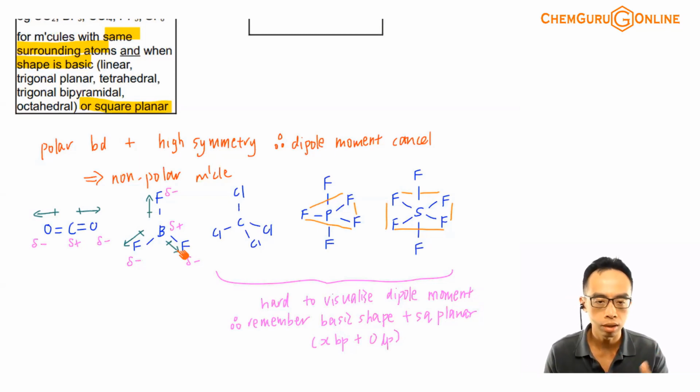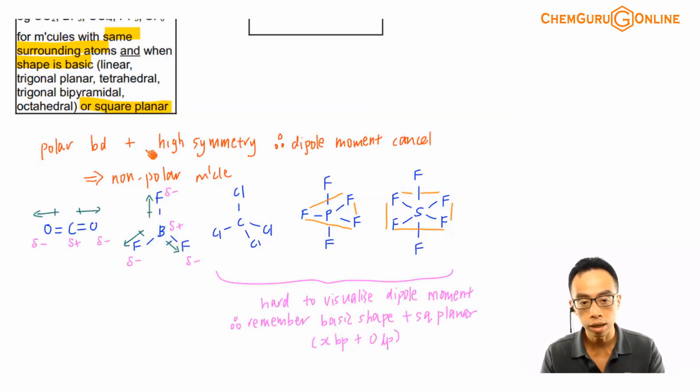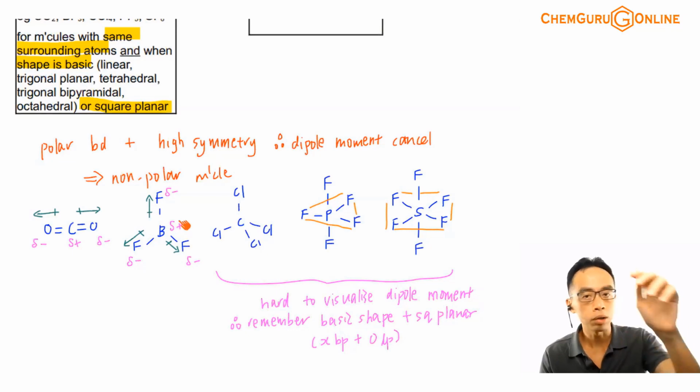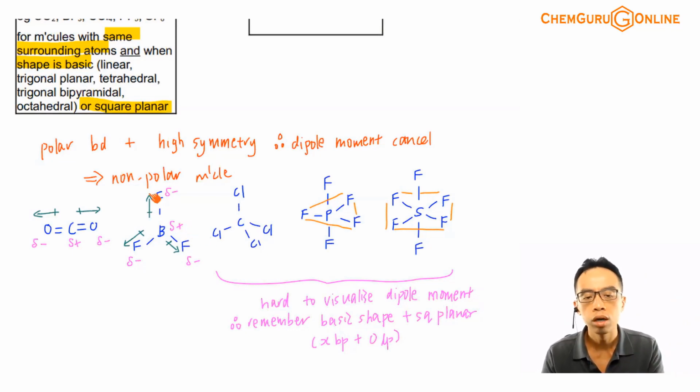Alright? Now for BF3, because this is trigonal planar, if it is flat, I can still draw on paper, but I need a protractor. Draw the vector sum, draw these three arrows, same length, and I can show that this arrow plus this arrow plus this arrow will go back to the same spot. Vector sum equals 0, so therefore the net dipole moment equals 0. For planar species, no problem, we can do that.